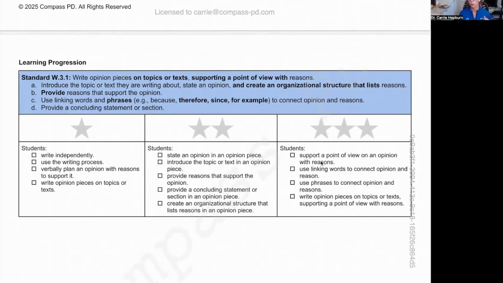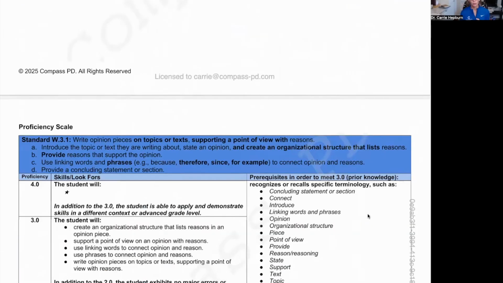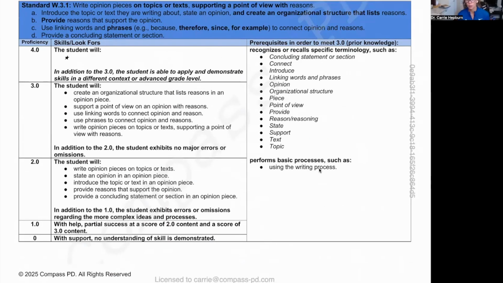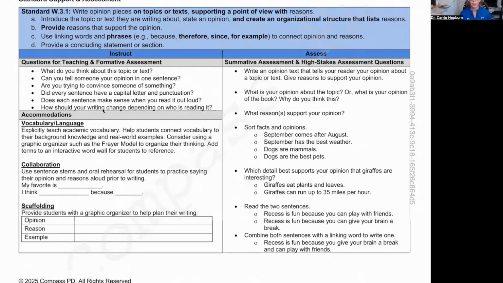So students will be able to support their point of view, use linking words and linking phrases, and write really nice pieces with a point of view with reasons. In this particular unit, they'll also be using their proficiency scale for their summative assessment, which is the final piece that they'll write in Venn 3. And then we have some really nice accommodations that we'll be sharing with teachers in their unit, so that they can help provide scaffolding for their students who are in special education, need accommodations, or are English language learners.